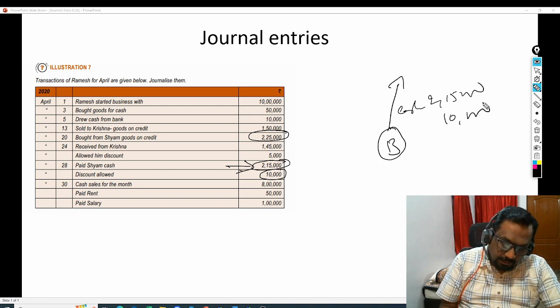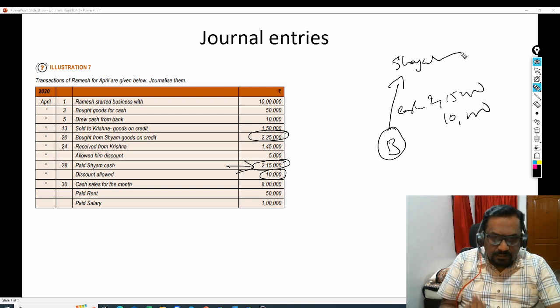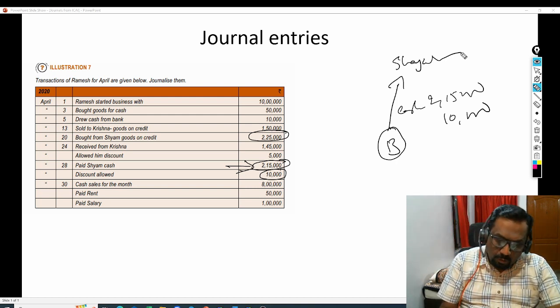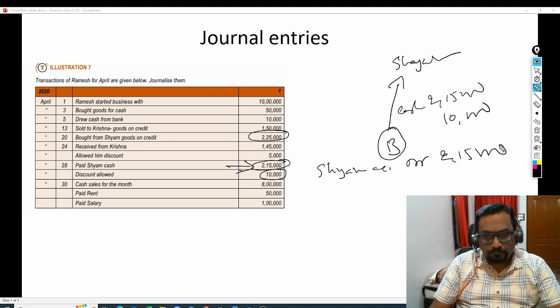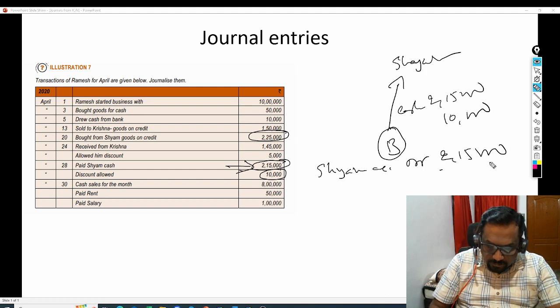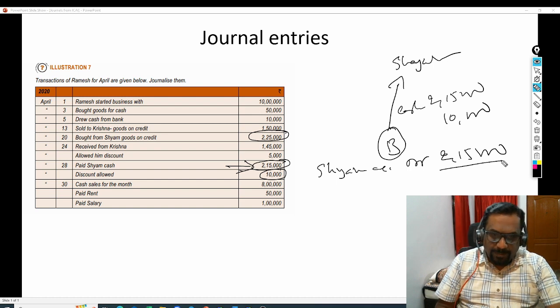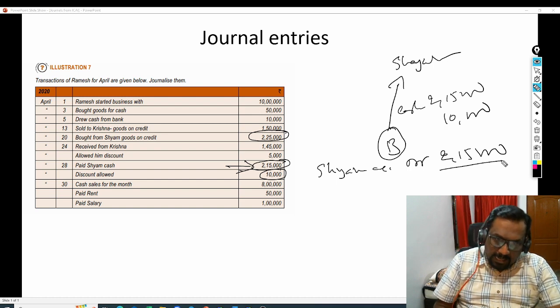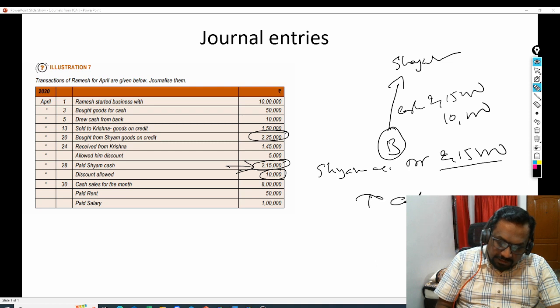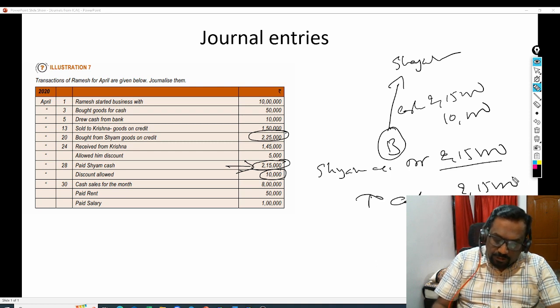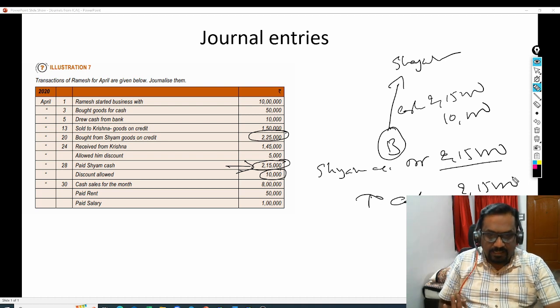Right? How do we book it? So Sham is the receiver, because we paid cash, nothing is being received. So who is the receiver? Receiver is Sham. Sham account debit 2,15,000. For time being, let us put this amount. I'll tell you what exactly you need to put here. We paid cash 2,15,000, and what goes out? Cash is going out, so you need to credit 2,15,000. This should be the general entry, right?